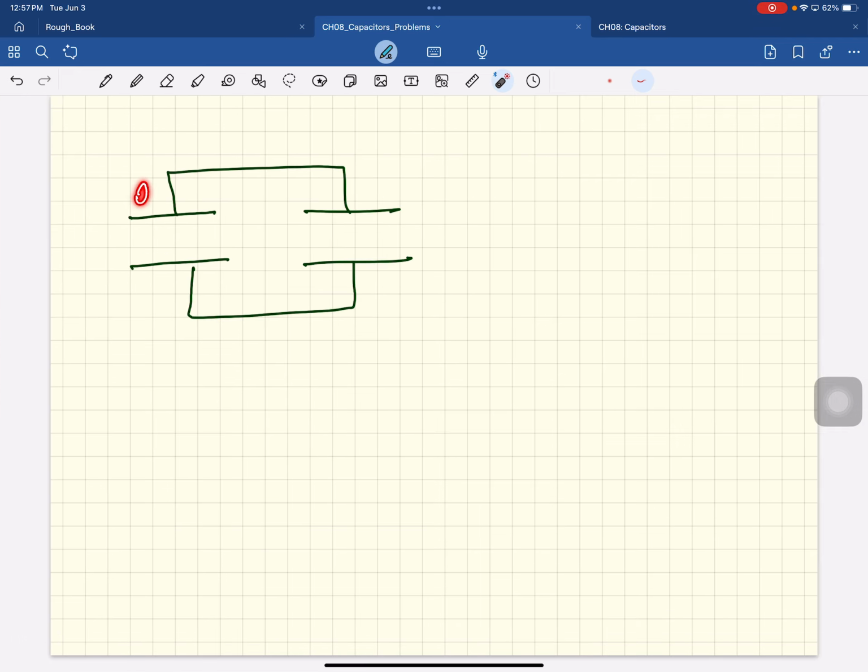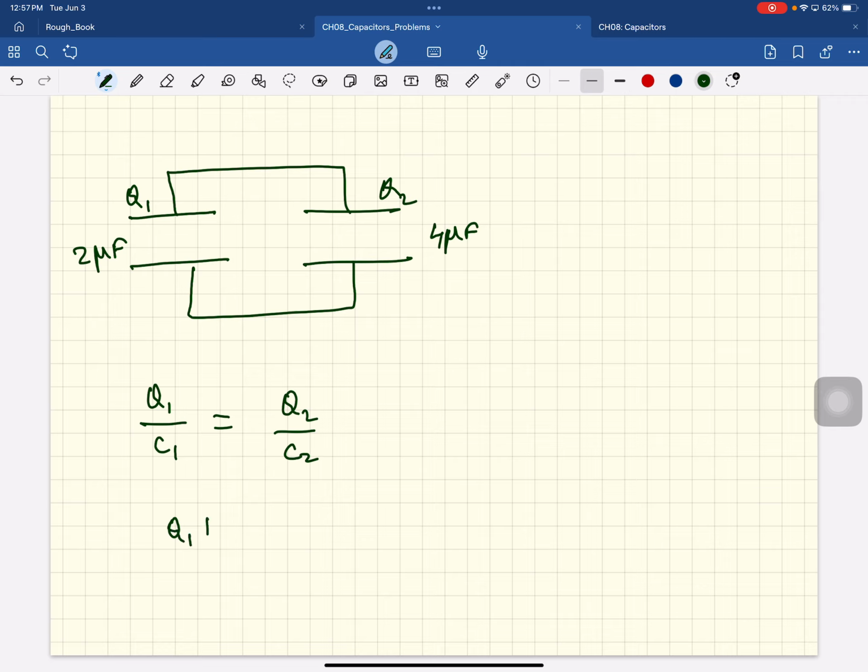Now they redistribute, and let's say Q1 is the charge on this one, and this is 2 microfarads, and this is 4 microfarads, and Q2 is the charge. Okay. So Q1 over C1 should equal Q2 over C2. We know C1 and C2, okay? And Q1 plus Q2 should equal what? What's the sum of the charges on the capacitor?